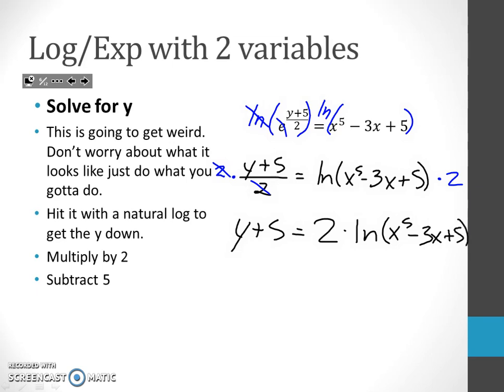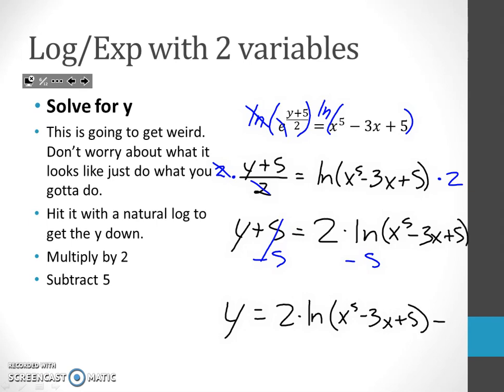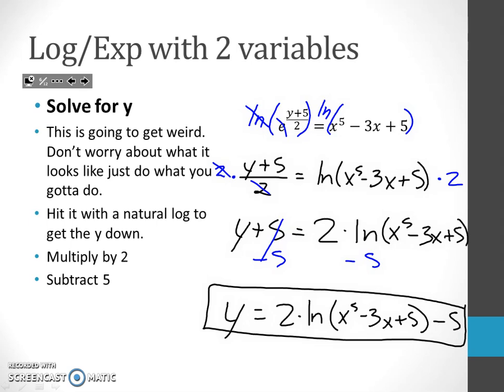Okay, but what do I need to do to simplify on the right? Nothing. We're not simplifying on the right. Okay, stop freaking out about it. Last step, I've got to get y by itself. It's got this plus 5 here. I need to subtract 5 on both sides. Okay, that's going to cancel, and I get y equals 2 times ln of x to the 5th minus 3x plus 5 minus 5. And that crazy thing is your final answer.